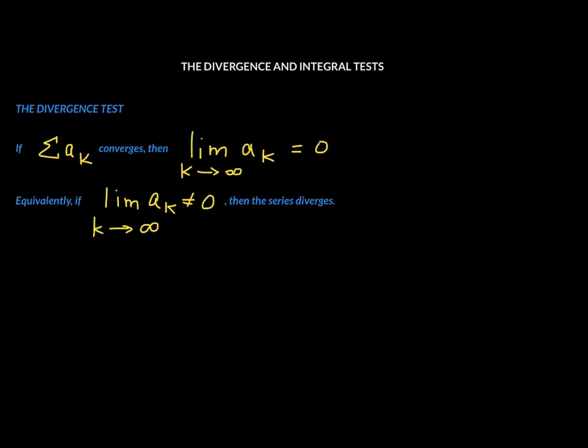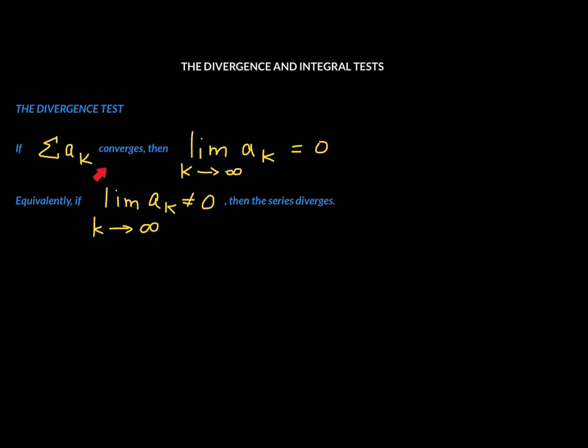All right, so here I go. So here's what the divergence test says. If the infinite series, so this is our notation for an infinite series, converges, then the limit of the series as k goes to infinity must be equal to 0. This statement here is the contrapositive of this statement.